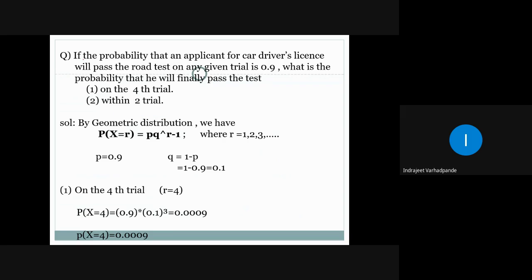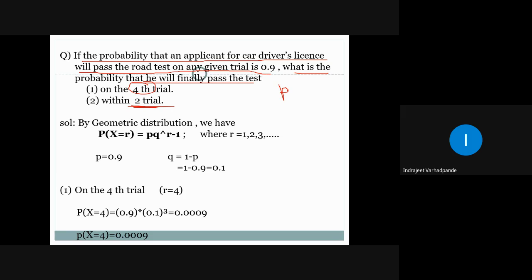Example: if the probability that an applicant for a car driver's license will pass the road test on any given trial is 0.9. So passing of the driving license test in any given trial is 0.9, meaning the probability of success p is 0.9. What is the probability that he will finally pass this test on the fourth trial and within 2 trials?